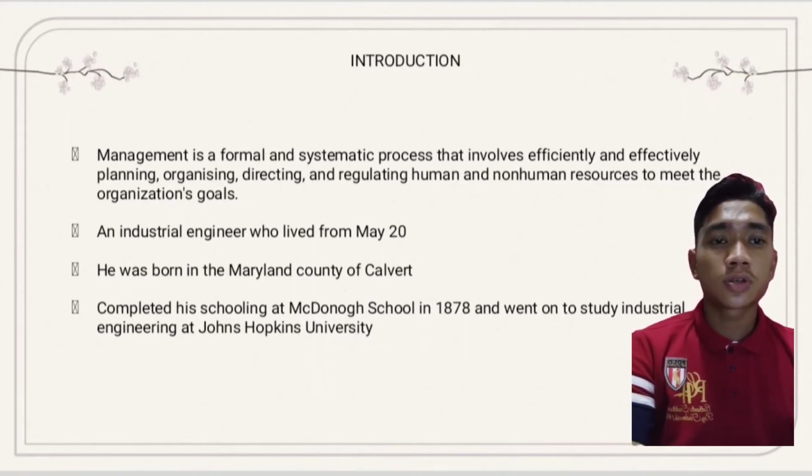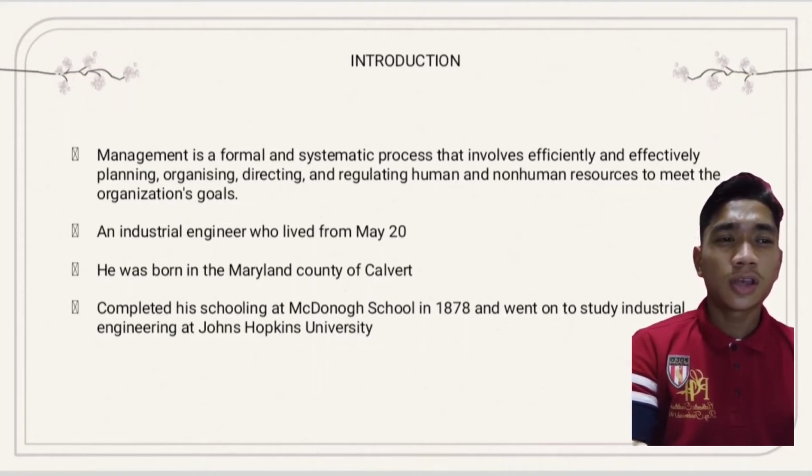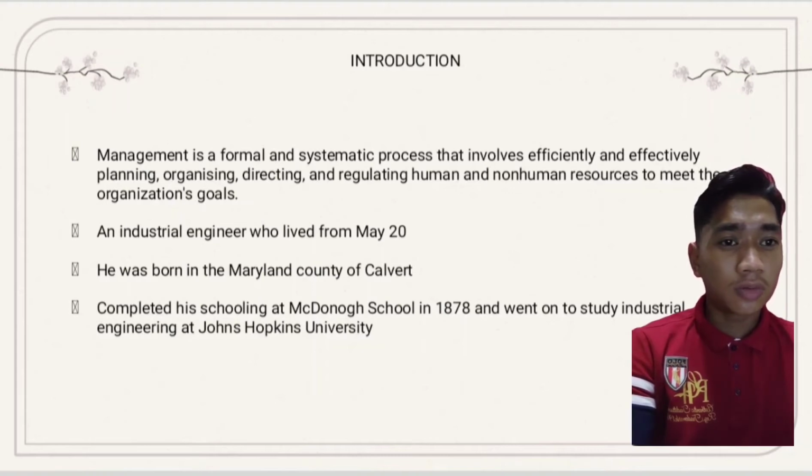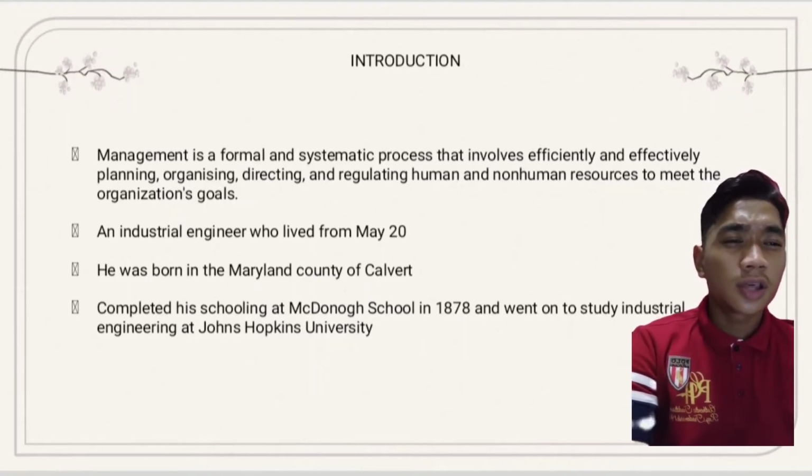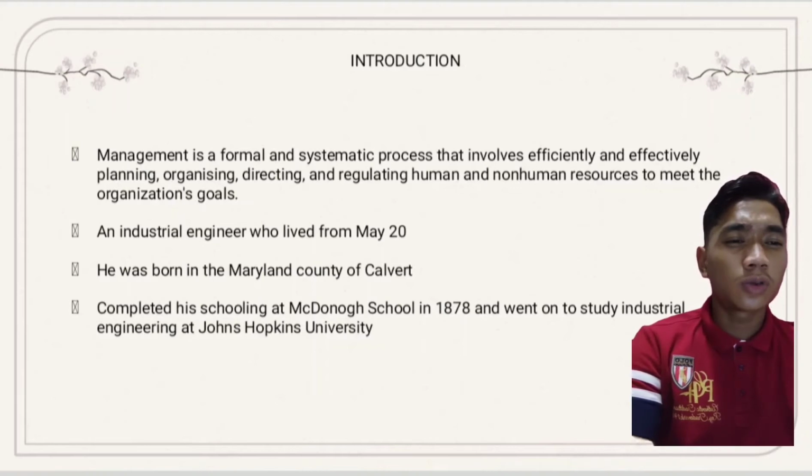So our group chose Henry Lawrence Gantt, also known as Henry Gantt, an industrial engineer who lived from May 20, 1861 to November 23, 1919. He was born in Calvert County, Maryland. During his childhood and adolescence, he and his family experienced devastating events, particularly in the economic realm. Despite this, his parents did everything they could to ensure that the young Gantt completed his schooling at the McDonogh School and went on to study industrial engineering at Johns Hopkins University.